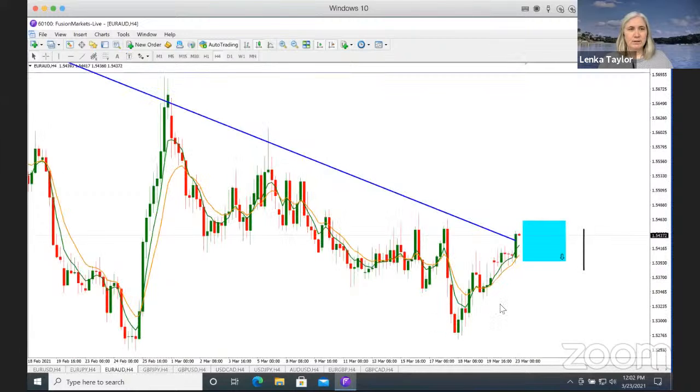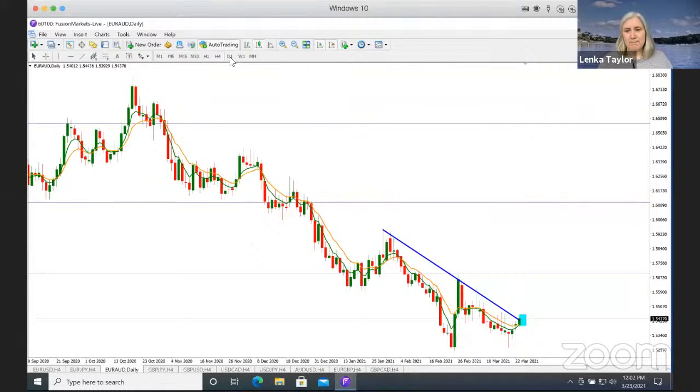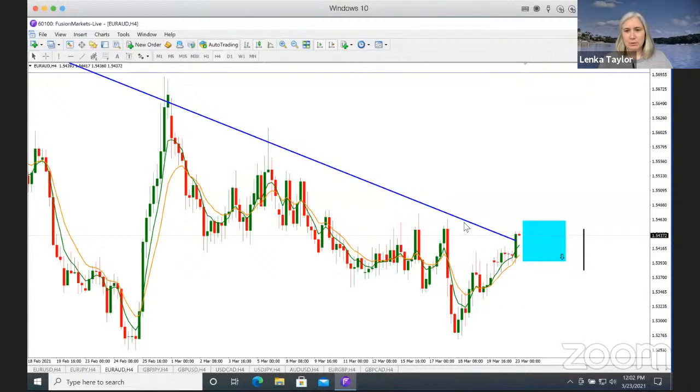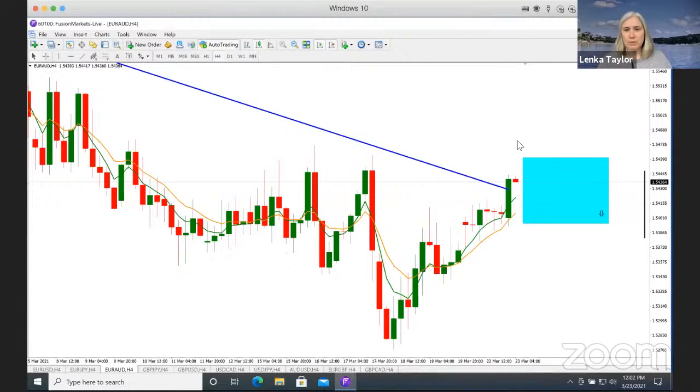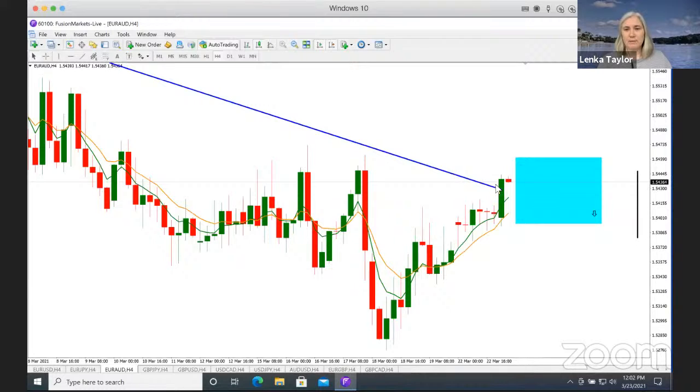Next currency pair is Euro AUD. On this pair, I am looking for a short still at the moment until proven otherwise. So if there is a bit of sideways movement and a reversal to go short, I would do that. Otherwise, I would wait for a couple of closes above the line and then retracement. But at the moment, I'm still looking short on that one.